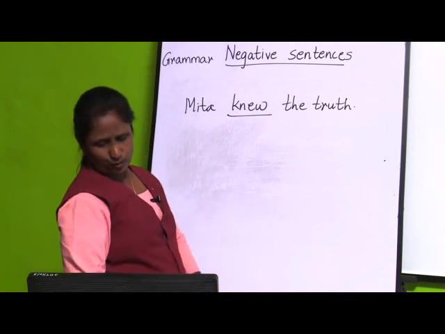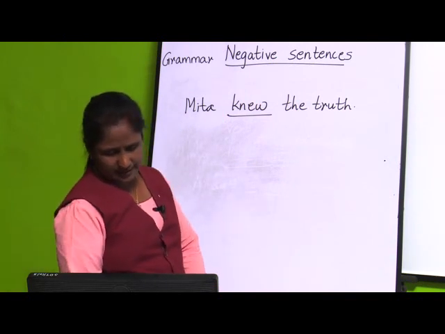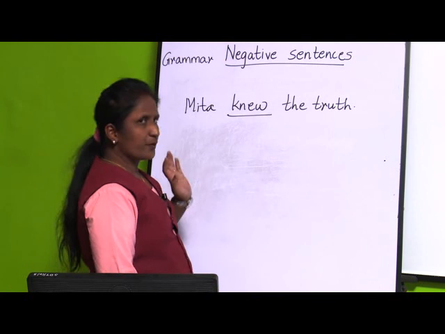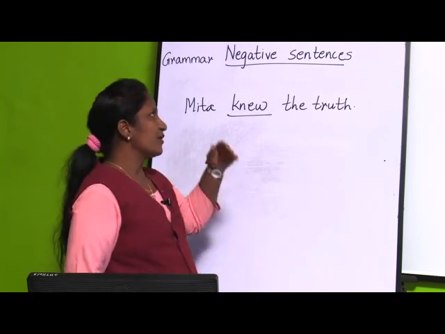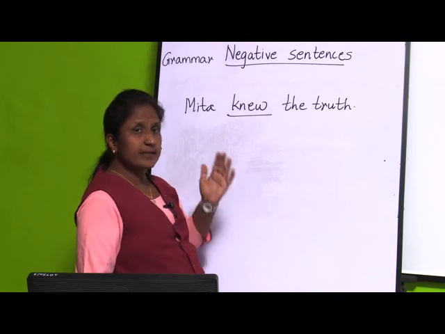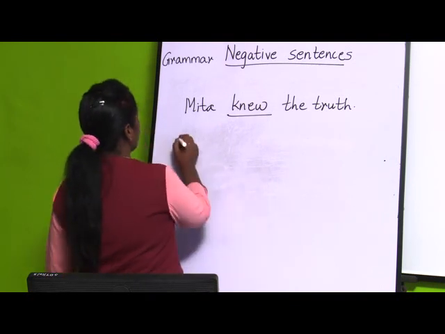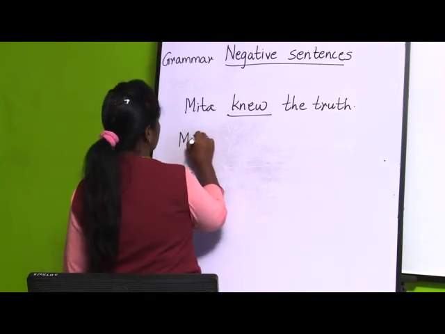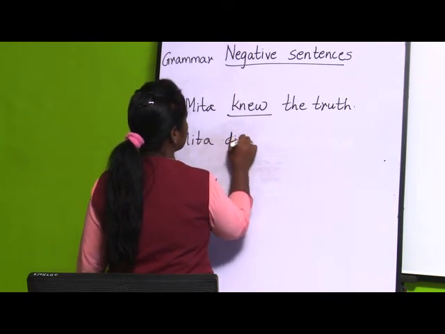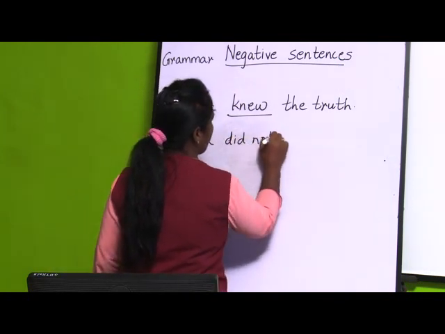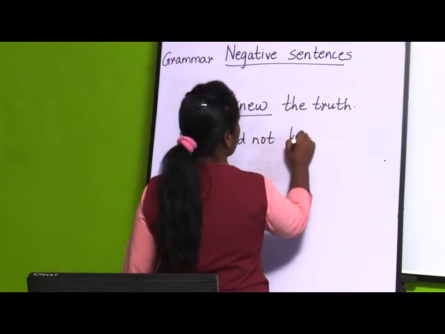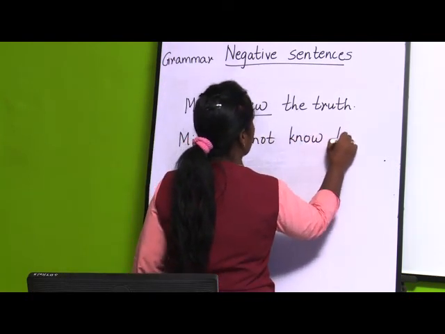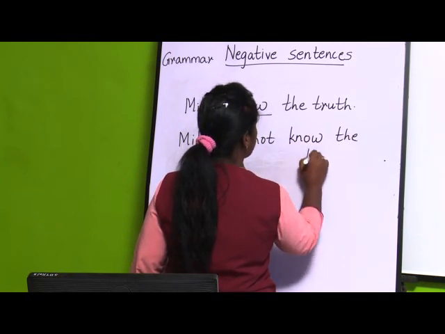That time we are going to use the negative words, that is did not. For present tense you are going to use does not and do not, but for the past tense you are going to use did not. Meeta did not know the truth. Knew will be know.